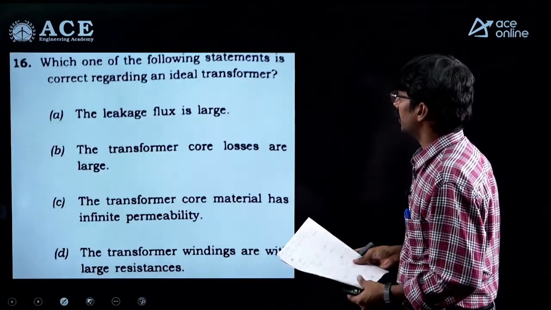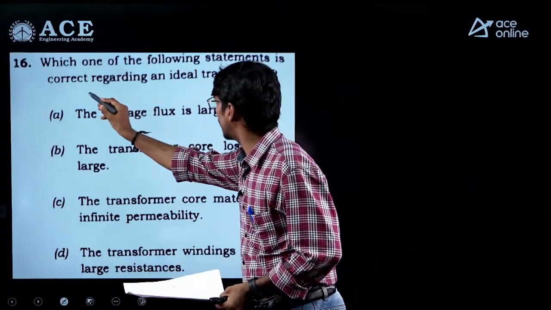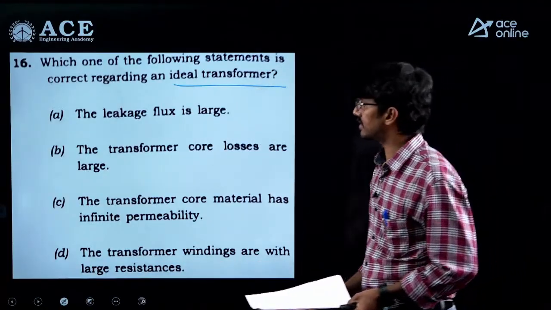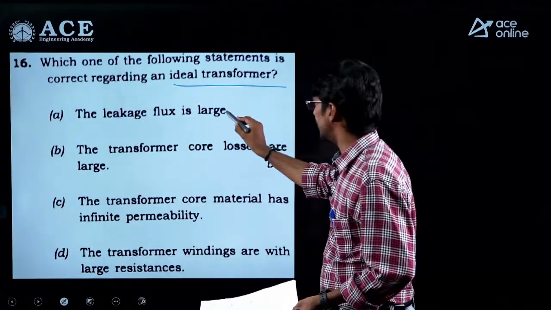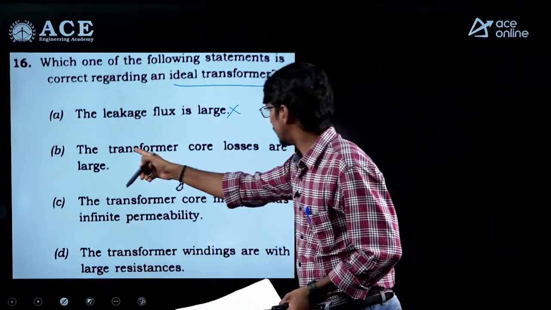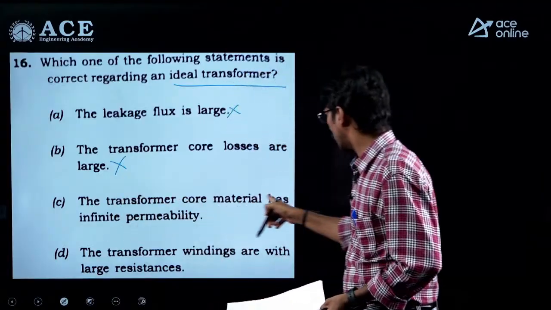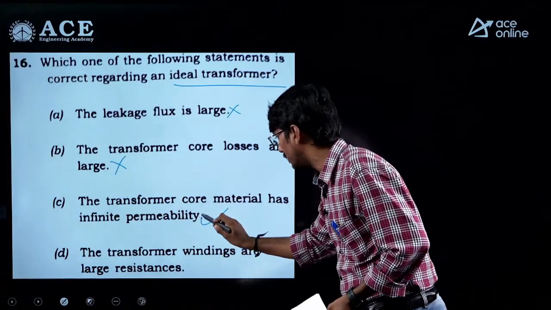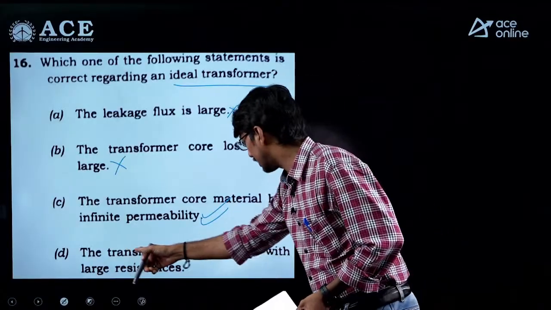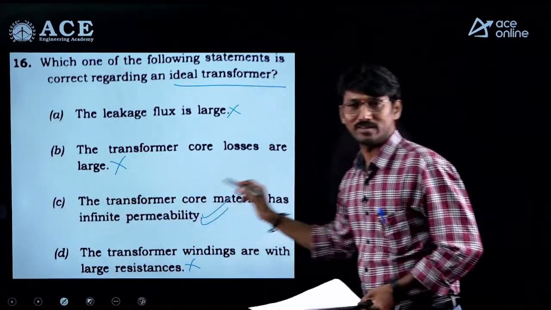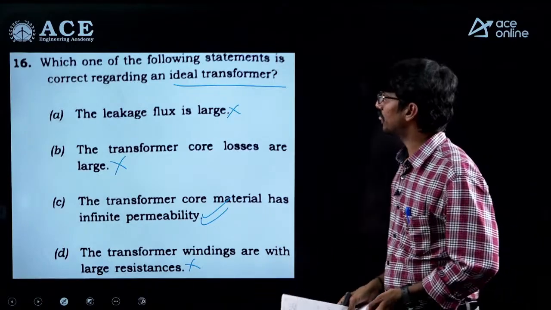Which one of the following statements is correct regarding an ideal transformer? Among these, which is correct, he is asking. The leakage flux is large. No. The transformer core losses are large. No. The transformer core material has infinite permeability. Correct. And the transformer windings are with large resistance. Wrong. So therefore, option C is the correct answer.